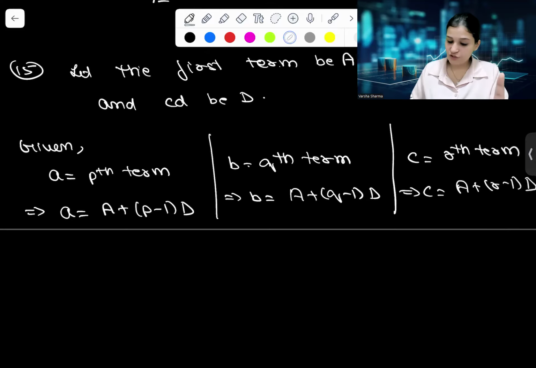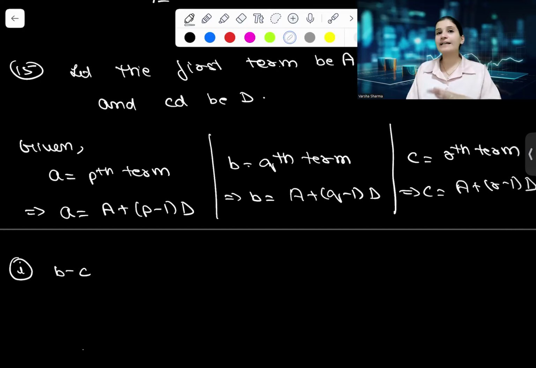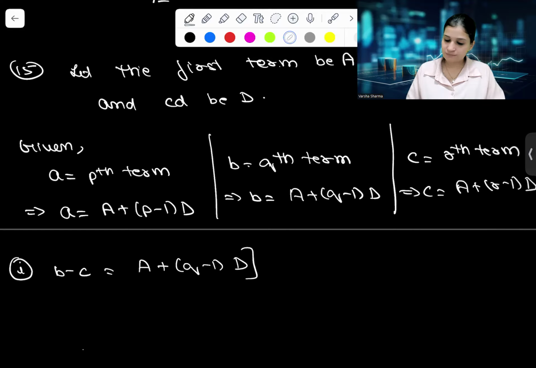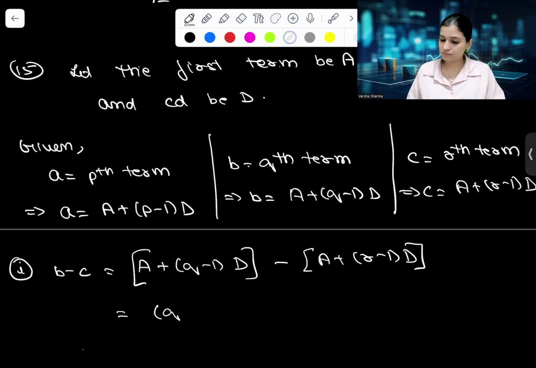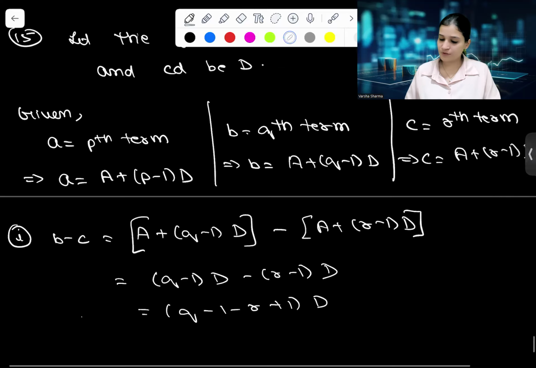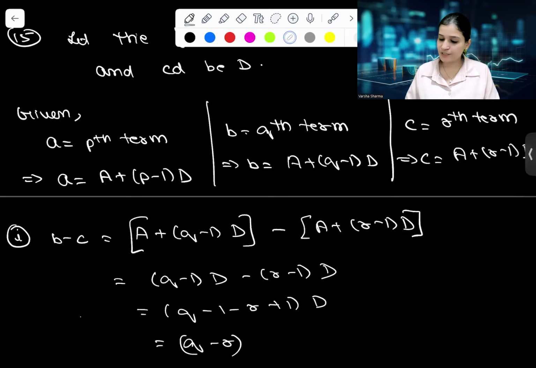In the first proof, number 1, if we look at the proof, I want B minus C value. So let us first find that so that our sum doesn't get clumsy. A plus Q minus 1 D minus A plus R minus 1 D. A gone. Taking D common. So Q minus R into D. So B minus C is this.